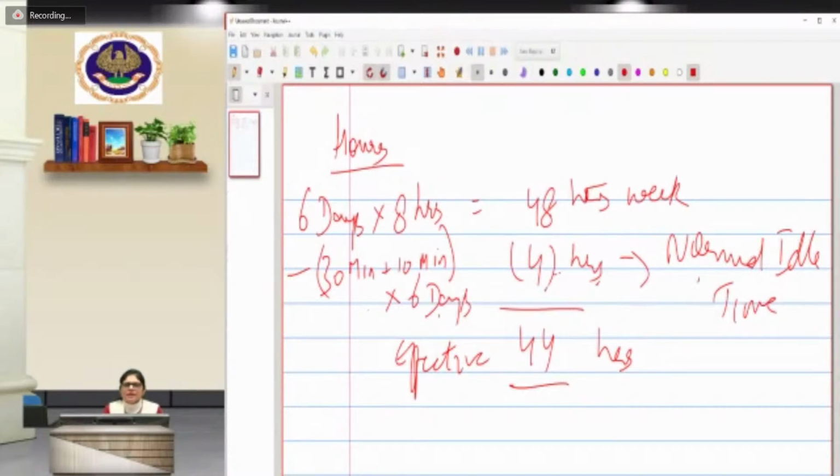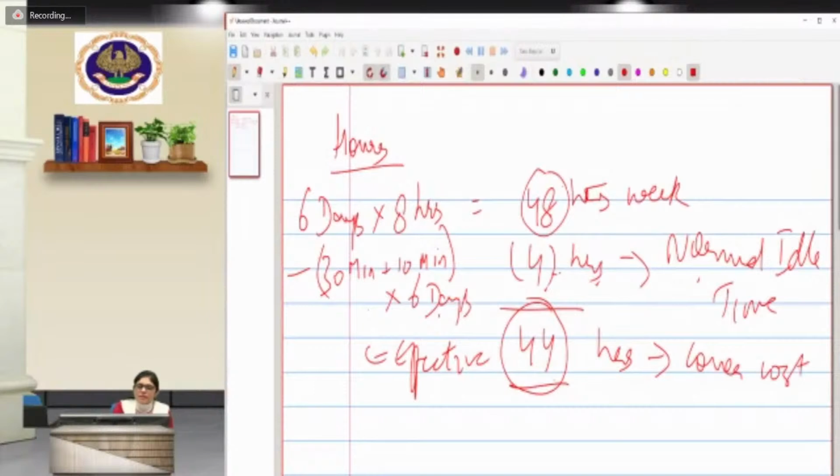We always deduct the normal idle time. That means the effective 44 hours will cover the cost of the labor. We have not taken here any abnormal idle time. Clear? So 48 hours total, this will be given by the timekeeping department. And 44 hours were the effective hours which the laborer or the worker should work. Effective 44 hours, they should work. All right.